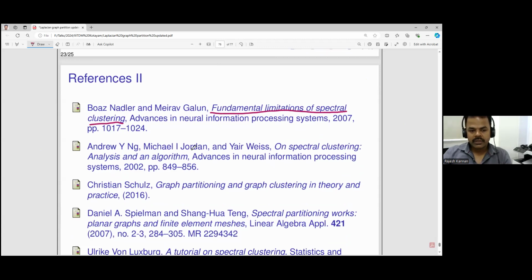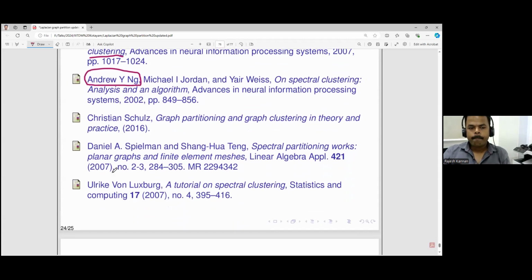There is one more survey, "Spectral clustering: analysis and an algorithm". I think most of you should identify this person, Andrew Ng. He has given a course on machine learning and was very famous at Stanford, giving some open courses. And these are lecture notes by Christian Schools. If you want to learn more about graph partitioning and graph clustering, you can go through his lecture notes. They are available on his page for free.